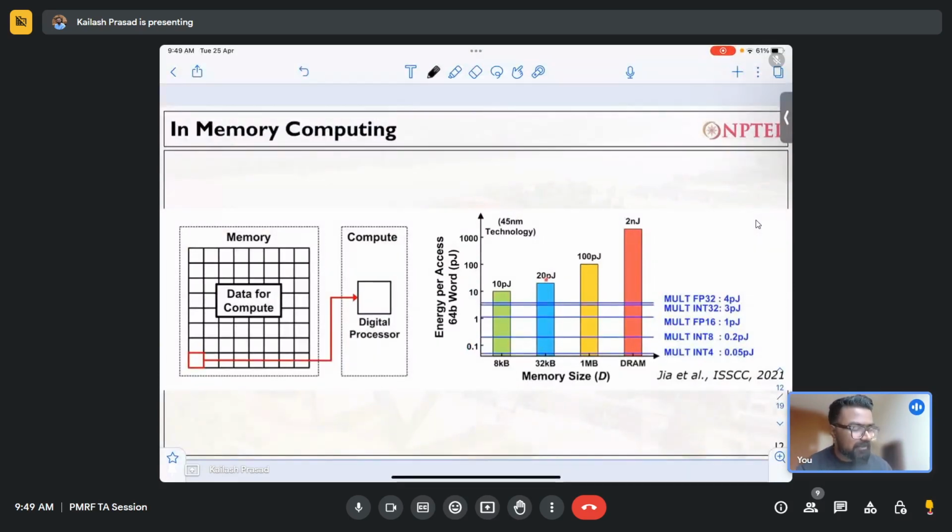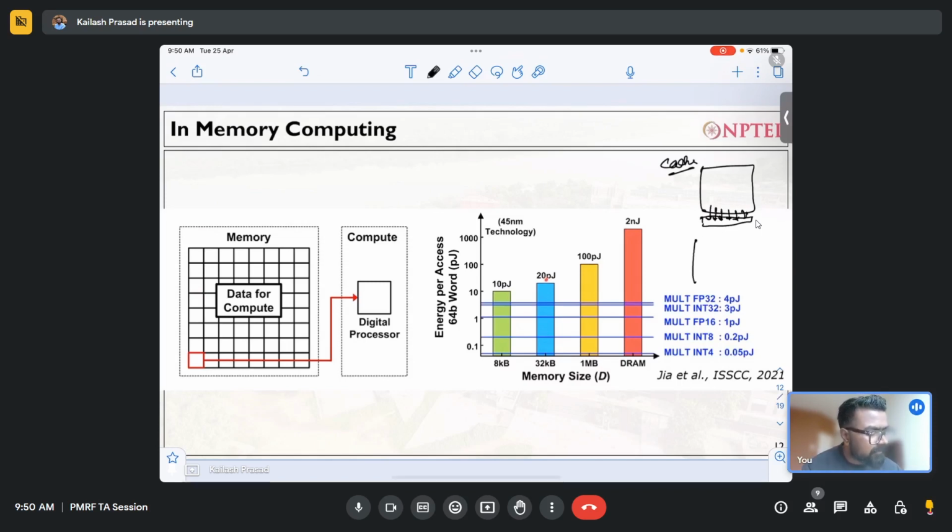So see, there are multiple memories which are available. One is SRAM, what we call cache memory. My personal research is, if this is a cache memory, you have some logic over here which actually does the computation directly here itself. That's the thing we are currently trying to design.